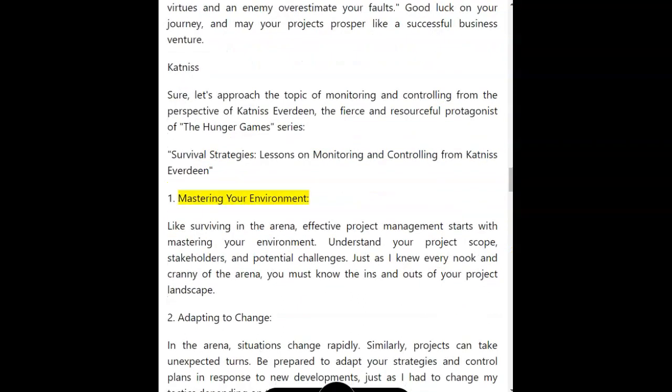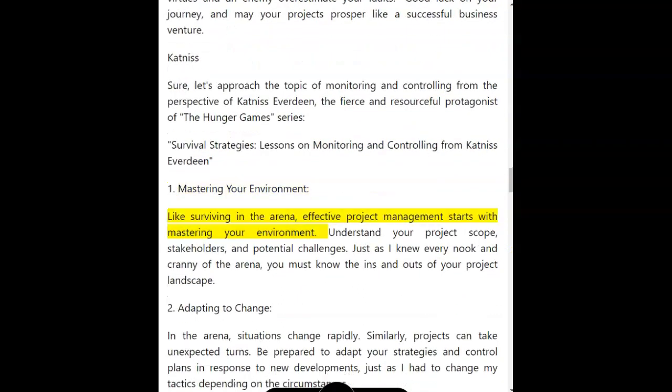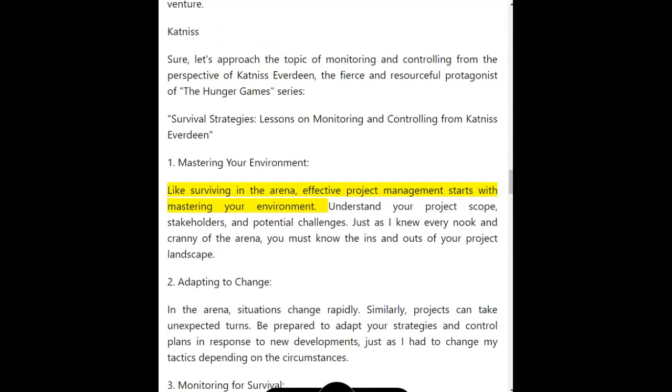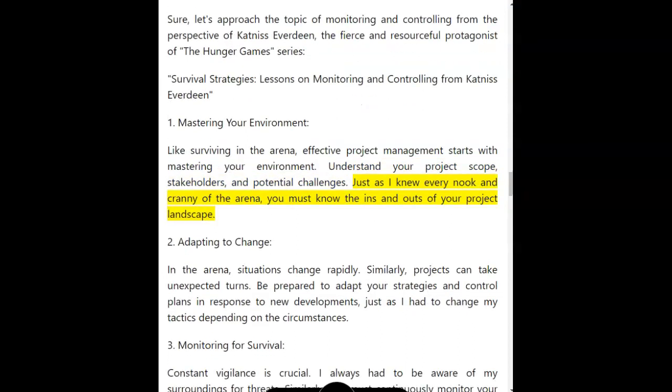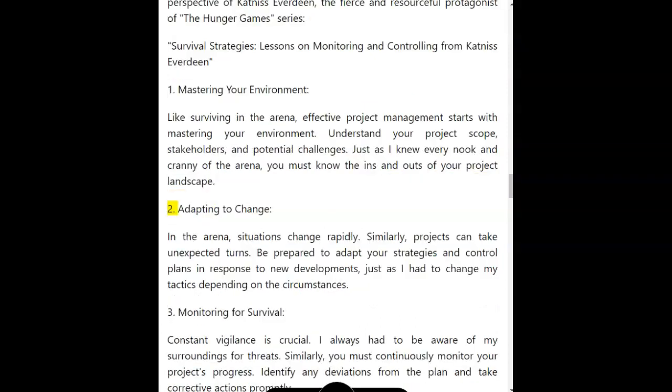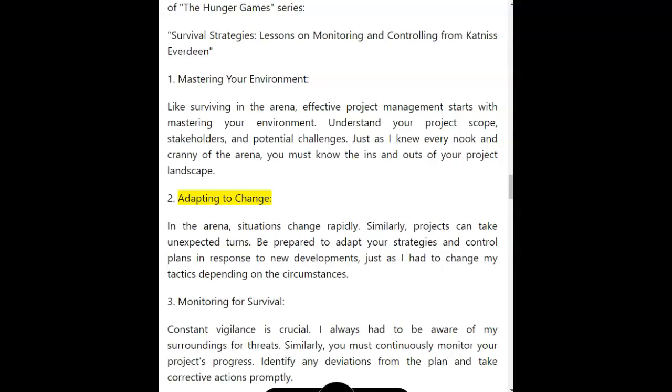1. Mastering your environment. Like surviving in the arena, effective project management starts with mastering your environment. Understand your project scope, stakeholders, and potential challenges. Just as I knew every nook and cranny of the arena, you must know the ins and outs of your project landscape.